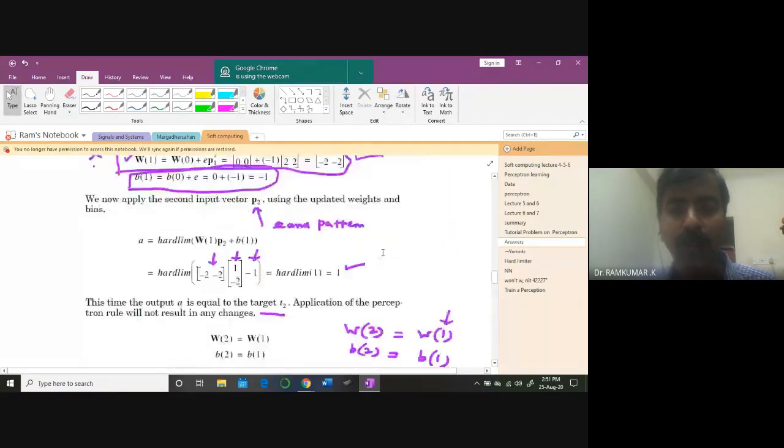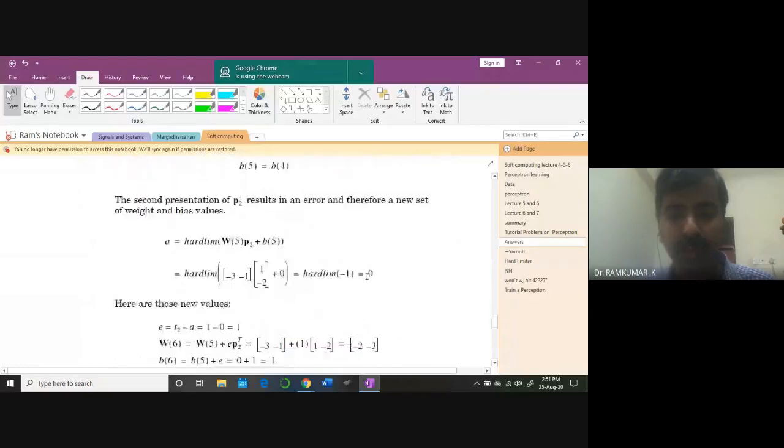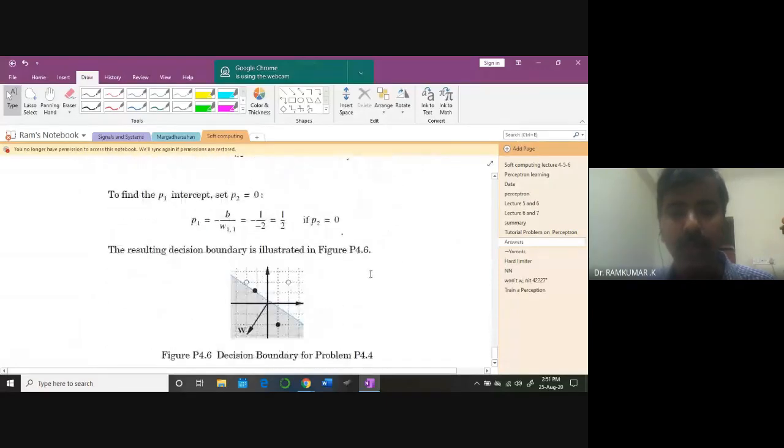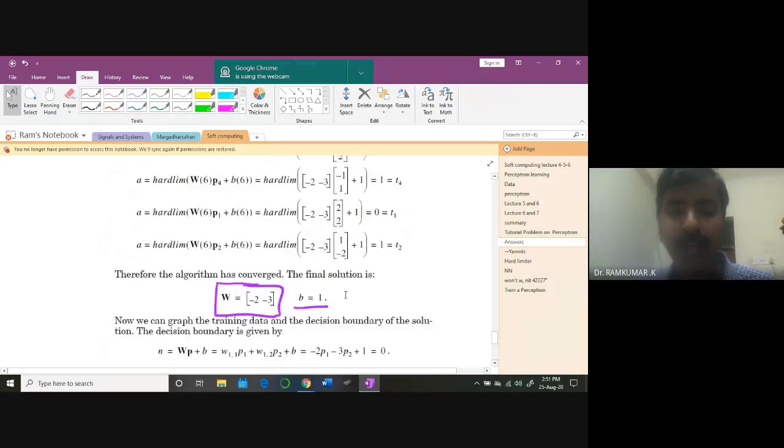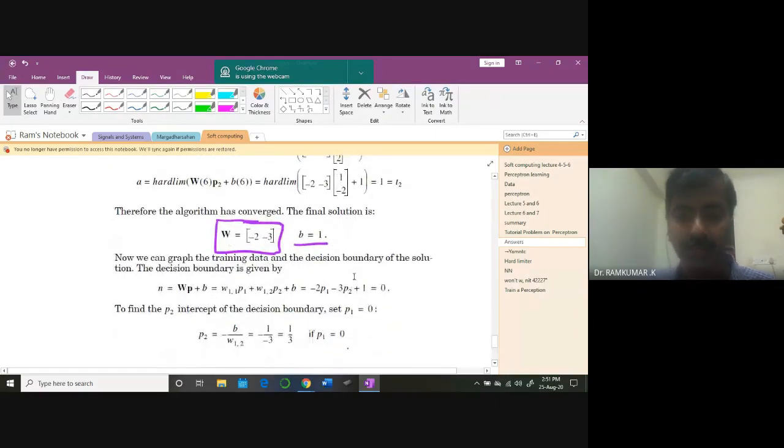Now, can you draw the figure and see the result? Yes, you can. You can simply draw the patterns. You can clearly see the patterns like this. These two patterns are positive, and these two patterns are negative. Okay, the weight vector, how do you plot the line equation? We know that: W11 P1 plus W12 P2 plus the bias. So you're going to get this line equation.